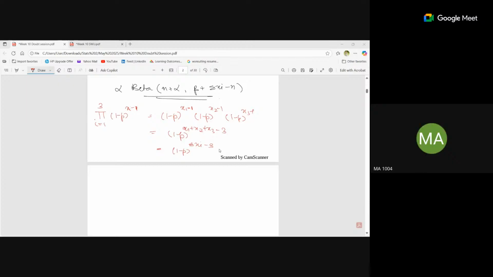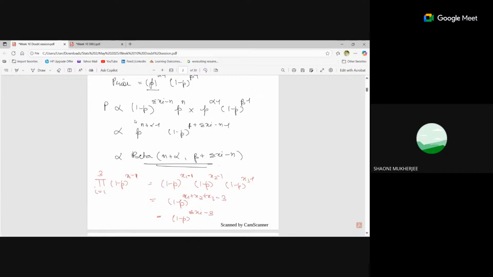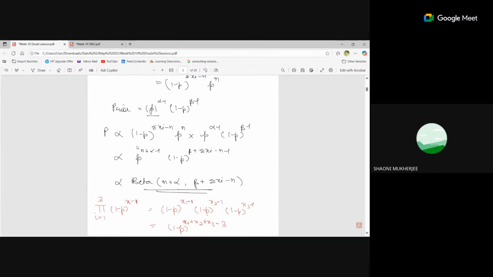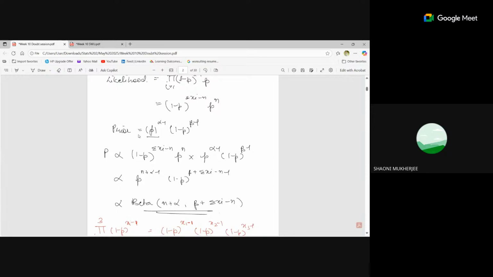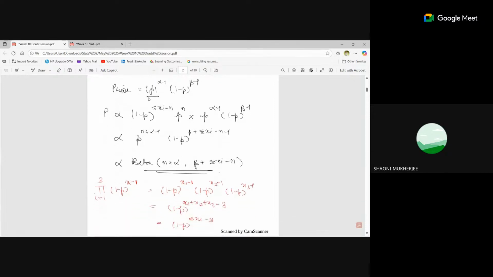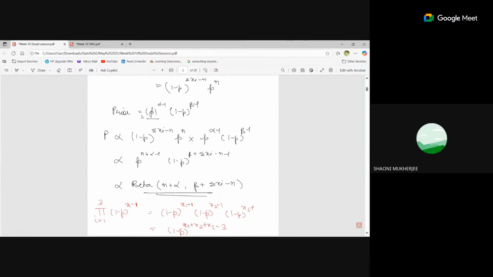So is the question clear? Question 4? Yes, ma'am. I have a doubt in the last calculation, after we write the posterior proportional to prior times likelihood. Up to the prior I understand, but what happened here I don't understand.